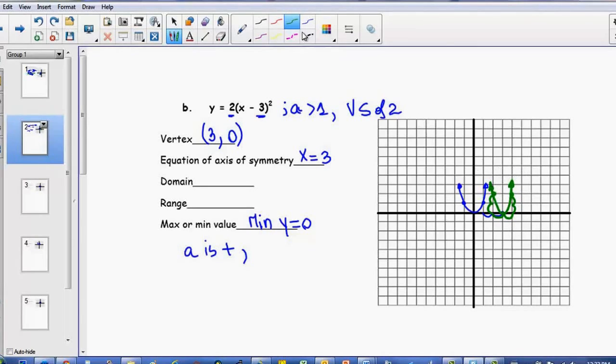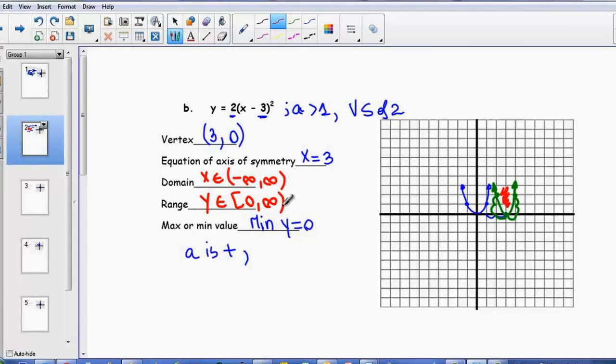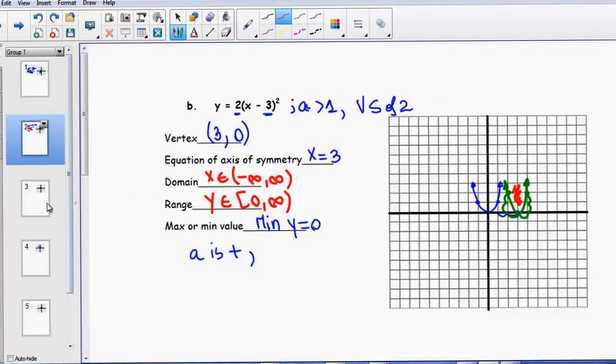And thinking of the range, now every y value in this function will be above the minimum point, which is 0. X again belongs to negative infinity to infinity, while y will always be greater than or equal to 0, or we say it's an element of the range 0 to positive infinity. Let's look at the next function.